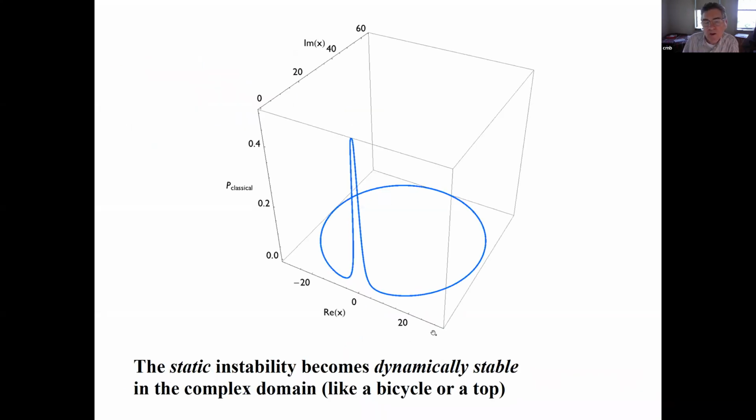Okay, so here is the picture in the complex plane. It's very likely to find the particle near the origin, and then it whizzes around extremely rapidly off at great distances. It's very unlikely to be found there, but it is very likely to be found right near the origin. Okay, so what you see here is that the static instability has become dynamically stable in the complex domain. And there are lots of physical examples where you have a static instability, but a dynamic stability. An example is a bicycle or a top, for just a very simple example.